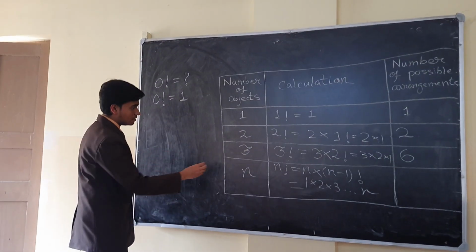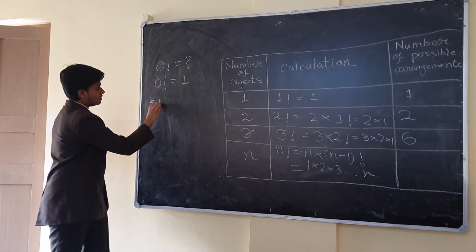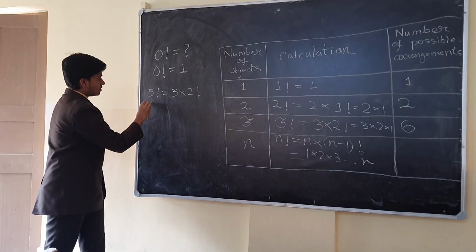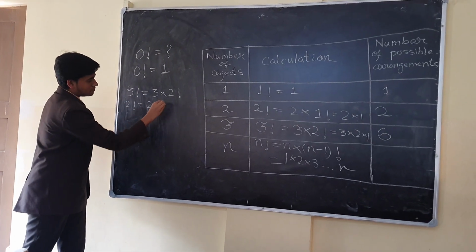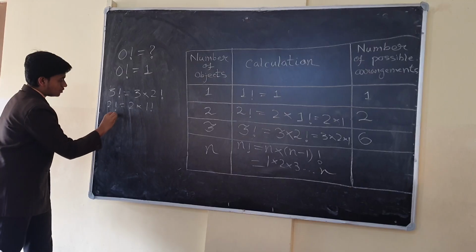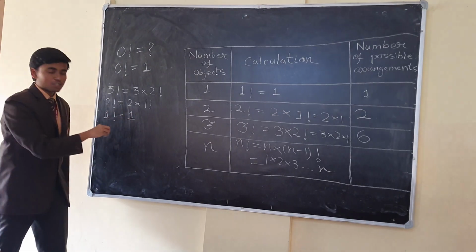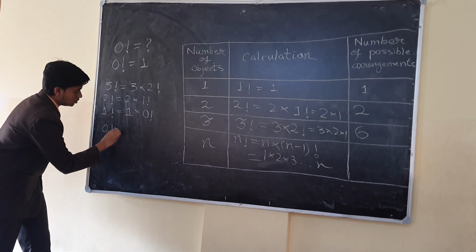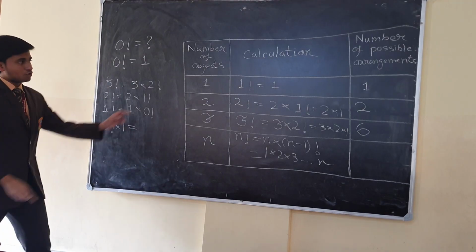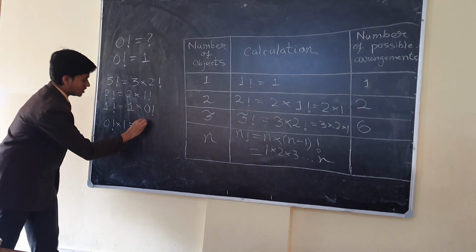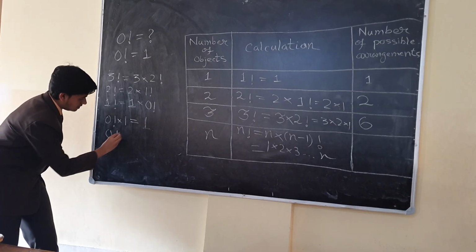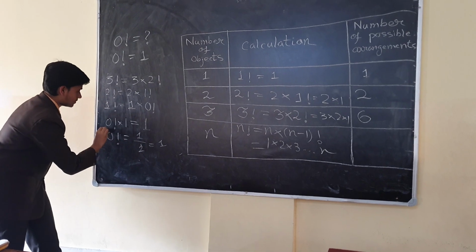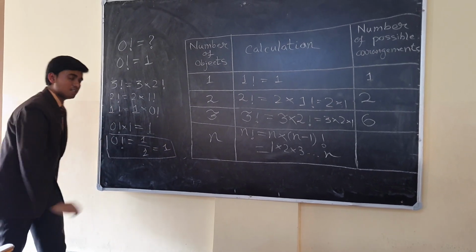Now let's take a look at the mathematical proof. We can see 3 factorial is equal to 3 times 2 factorial. 2 factorial will be equal to 2 times 1 factorial. 1 factorial will be equal to 1 times 1 minus 1, that is 0 factorial. From here I can say 0 factorial into 1 is equal to 1 factorial. We know that the value of 1 factorial is 1. It should give me 1. That means 0 factorial is equal to 1 divided by 1, which will give me 1. This was the mathematical proof for 0 objects.